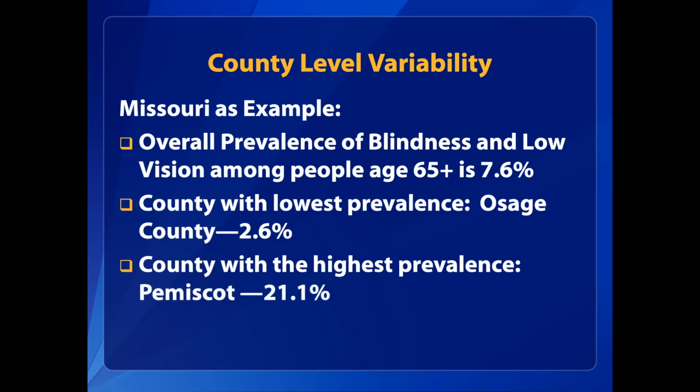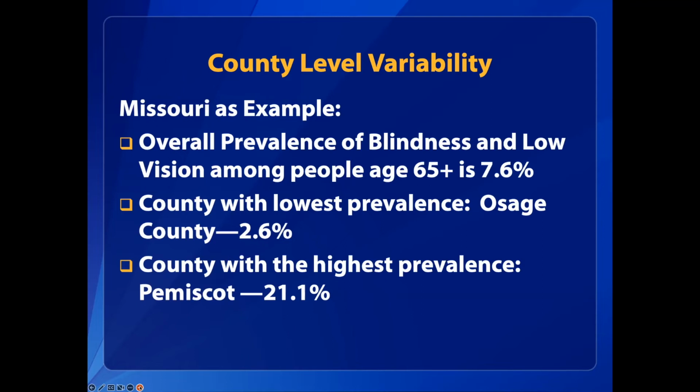It's 21. Pemiscot County is 20. So look at this. I mean, this is huge variation. Most states don't have quite this much variation. In Osage County, the prevalence of vision impairment among older people is really low. In Pemiscot County, which is in the lower part, in the boot heel of Missouri, down by the Mississippi River, it is 21 points. So one older person in five has vision impairment.